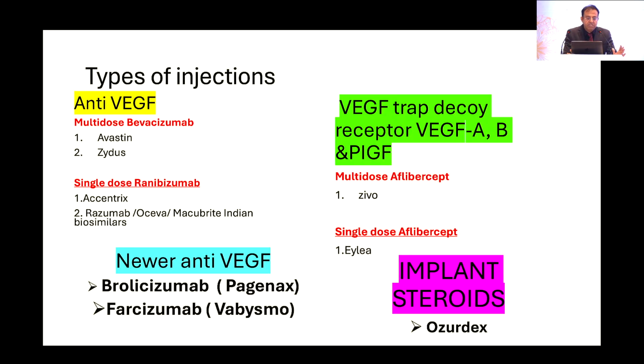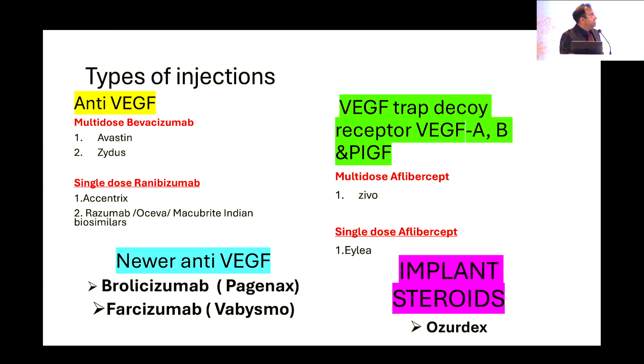So when we talk about injections, we need to understand that we have the anti-VEGFs, the regular ones, which can be an Avastin or Zydus, or single dose ranibizumab injections like Eccentrics, or Indian biosimilars like Razumab, Osiva, Macubrite. And then we have come up with new injections, which is like a VEGF trap or a decoy receptor like aflibercept, known as Eylea. And now newer anti-VEGFs have come like Pagenex, brolucizumab, faricizumab, and implant steroids. Now, as anterior segment surgeons, we need to understand what is the difference between them.